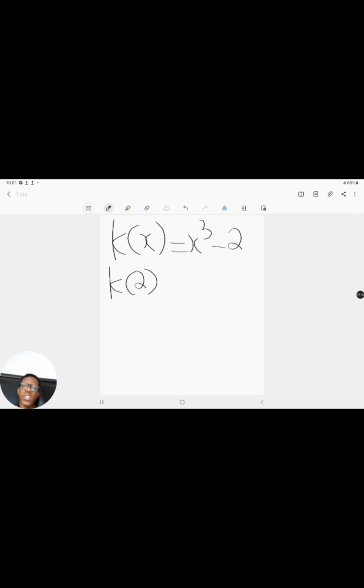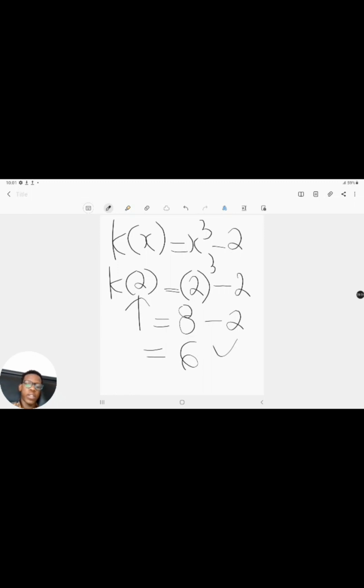All that they're telling you is that wherever you have x, you must put in a 2. So this graph is made up of 2s. It's not made up of x's anymore. So wherever you have an x, you must put in a 2. Instead of the x that you have there, you put in a 2 in brackets, and then you keep the rest of the information and solve. 2 times 2 times 2 is 8, minus 2, and then your answer is going to be 6. That's all that it means.